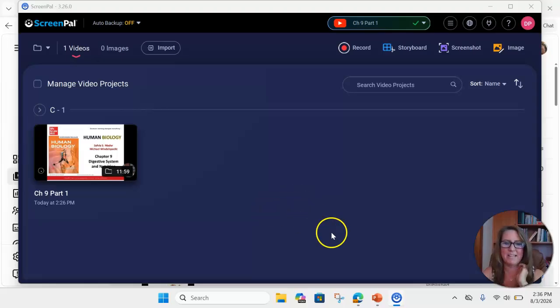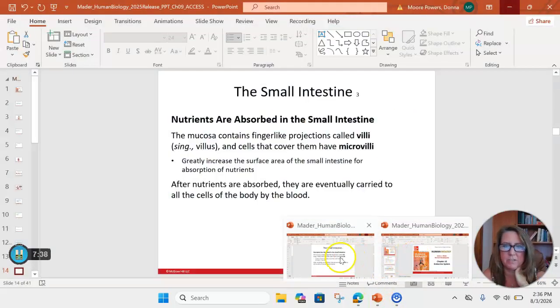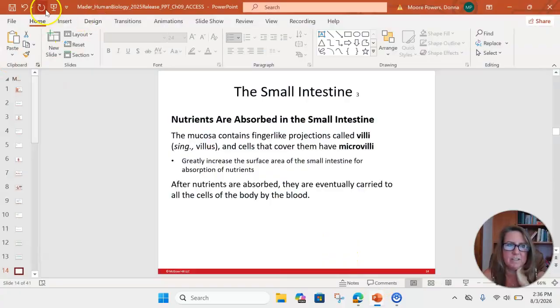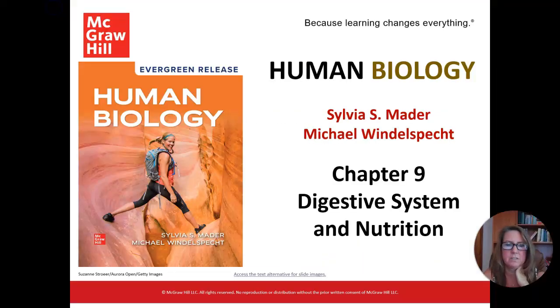Hi again, my computer is out of memory, so let me just navigate over here so we can finish what we're doing.